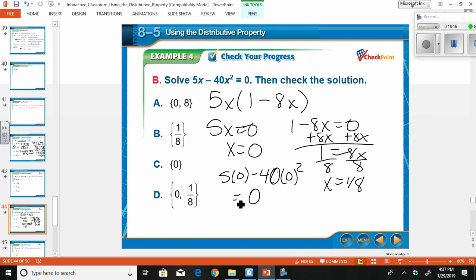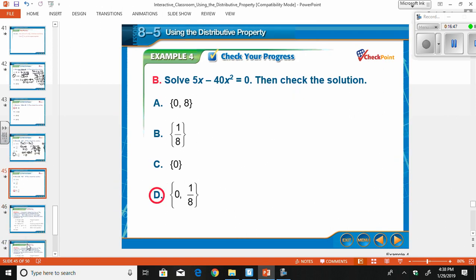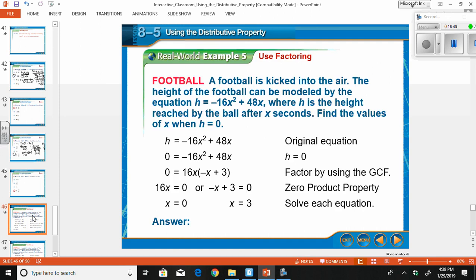And then 1/8, so this will be 5 times 1/8 minus 40 times 1/8 squared. Doing this out with fractions, we get 5/8 minus, let's see, this is 40 times 1 over 64. You got to do the squared first. And then 8 goes in here 5 times, and in here 8 times, so we get 5/8 minus 5/8 equals 0. So it works out. So 0 and 1/8 are our answers. A, the space was right.